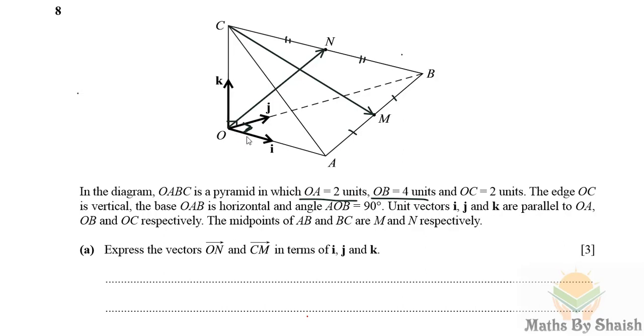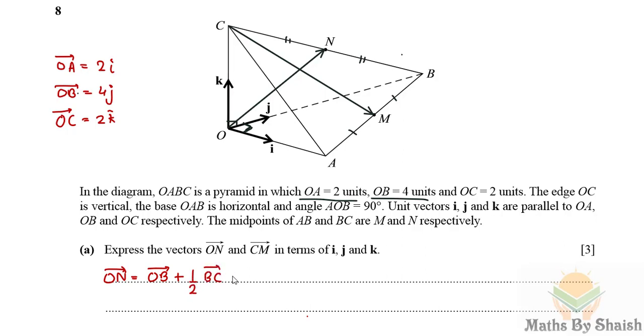From here we can see OA is 2 units and one unit vector is i cap here. So the OA vector would be 2i cap. Similarly OB is 4 units, so the OB vector would be 4 times the unit vector parallel to that, that is going to be 4j cap or only 4j. And OC is 2 units, so the OC vector would be 2k cap. Now we want the ON vector, so we can write ON as, we will go from O to B, and then plus half of B to C, because N is the midpoint, so half of the BC vector.